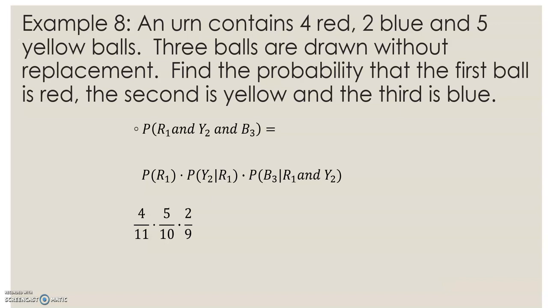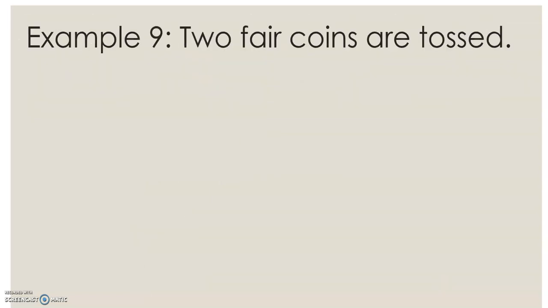Individual probabilities of those events are 4/11 times 5/10 times 2/9. The balls are drawn without replacement. It's 4/99, which is about 0.0404. Example 9, 2 fair coins are tossed. List the possible outcomes. Possible outcomes are heads, heads, heads, tails, tails, heads, and tails, tails.